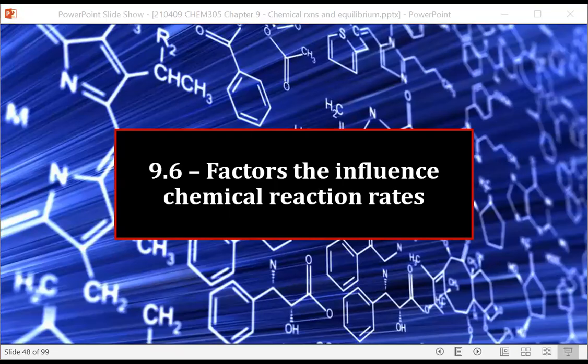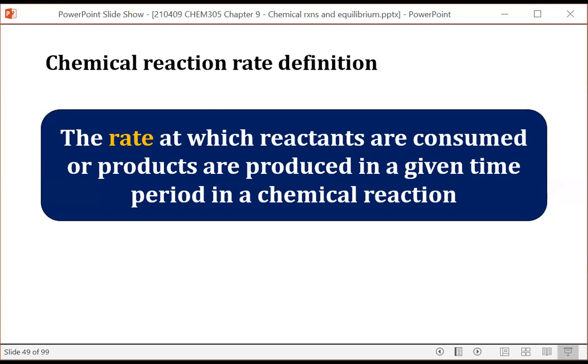Everybody, welcome back to section 9.6, talking about factors that influence chemical reaction rates. A chemical reaction rate is the rate at which reactants are consumed or products are produced in a given amount of time in a chemical reaction. So when we're talking about the reaction rate, we're essentially talking about how fast reactants are converted into products.